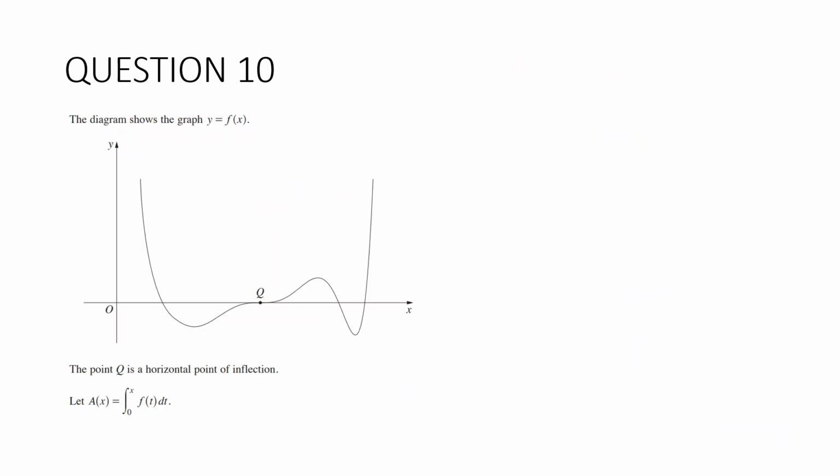Question 10. The diagram shows the graph y equals f of x. The point Q is a horizontal point of inflection. Let a of x equal the integral between 0 and x of f of t dt. How many points of inflection does the graph y equals a of x have? So we're being asked about the graph y equals a of x, and that is the antiderivative of y equals f of x. So we've been asked to sketch the antiderivative.